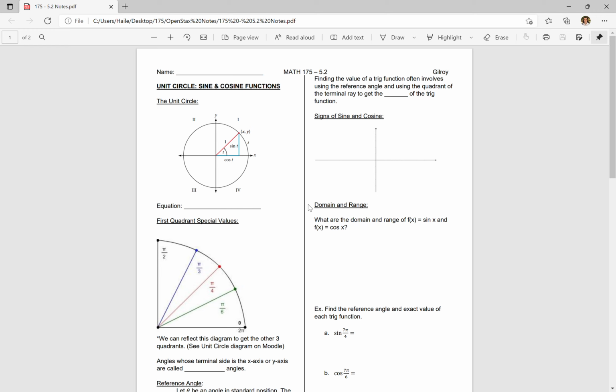In this video, we're going to start talking about trigonometric functions. There are actually 6 trigonometric functions. We have sine, cosine, tangent, cotangent, secant, and cosecant. But in this first section, we're just going to talk about sine and cosine.